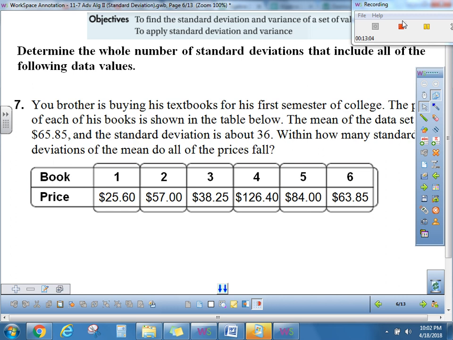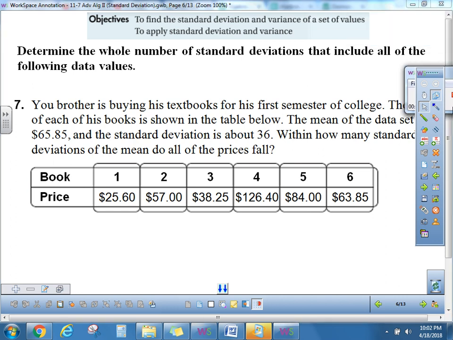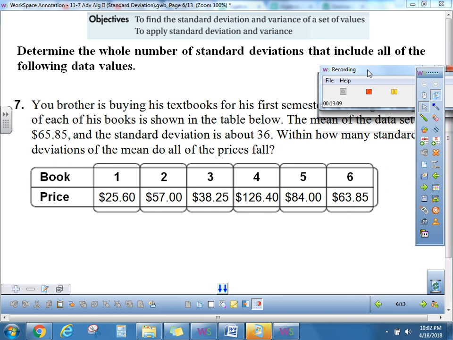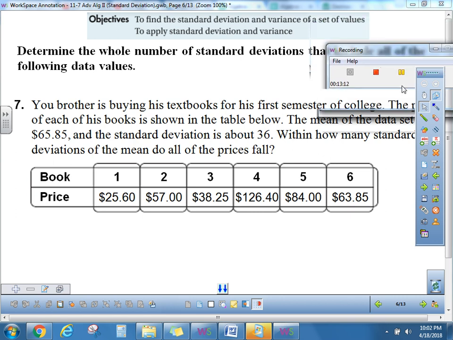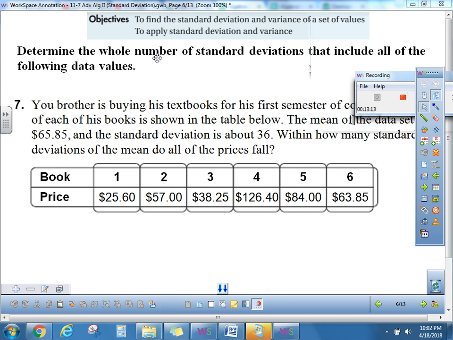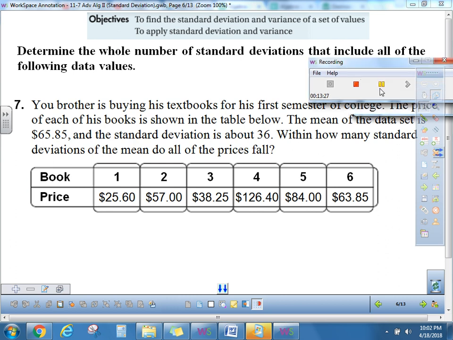All right, so let's move on to a question like this. Determine the whole number of standard deviations that include all of the following data values. So what in the world does that mean? Here we have a whole number of standard deviations, including all of our data values. Again, what that's saying is whatever you get for your standard deviation, that's how far away we're moving from our center, from our mean.